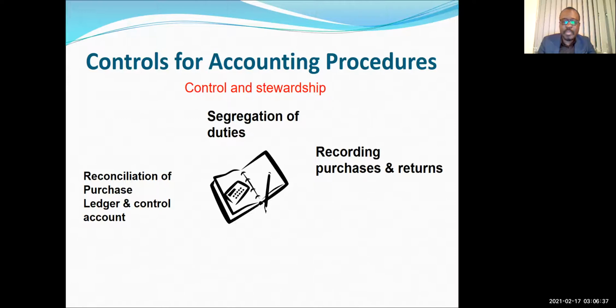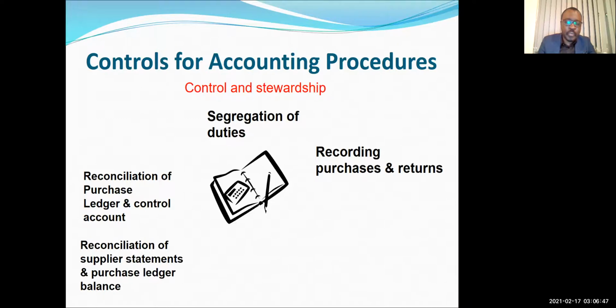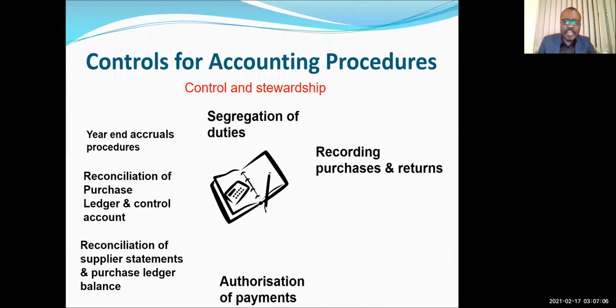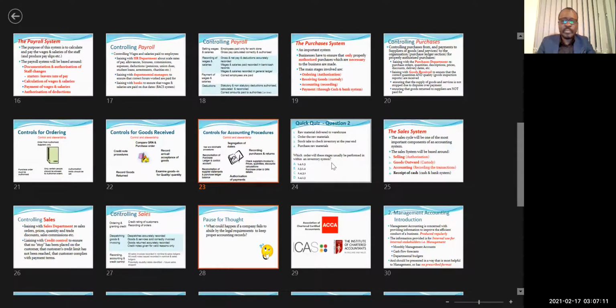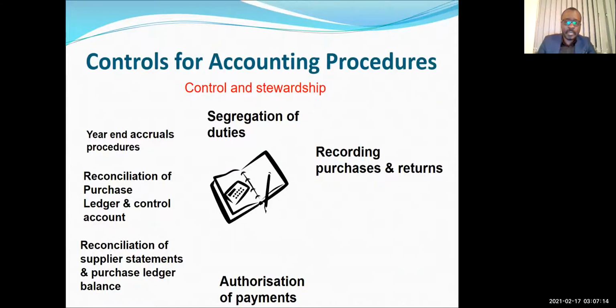So we don't normally pay on time. Sometimes we pay over time. Okay, we pay over some period of time. So there must always be the control account, which will help us to control what we have paid, what we are owing, what is outstanding. And then at the end of the day, we should always reconcile the supplier statements to the purchase ledger to ensure that this amount is actually the amount we owe to the suppliers, and authorize payments appropriately. If there are any year-end accruals, let's provide for them, okay, to ensure that we are recording the right items. Okay.